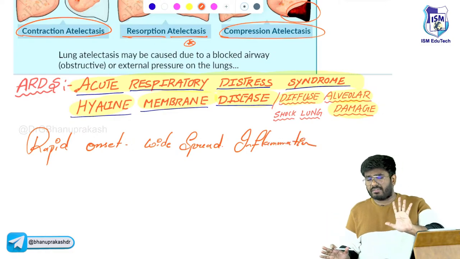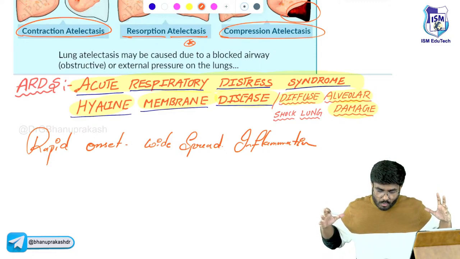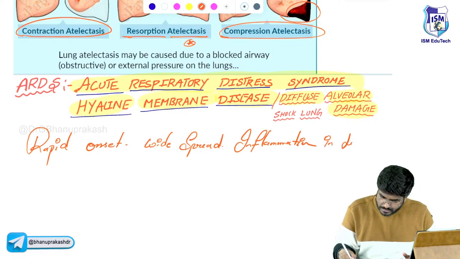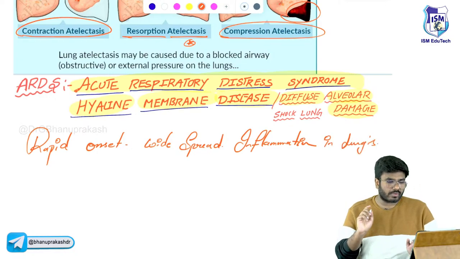Because of some reason, which I will tell you, there is widespread inflammation that is going to start in the lungs. Okay, widespread inflammation in the lungs. Why? Causes we will discuss.